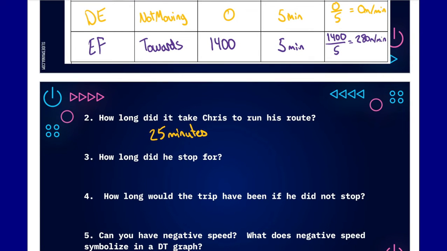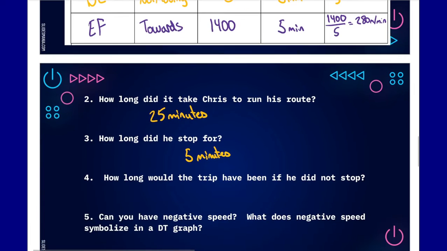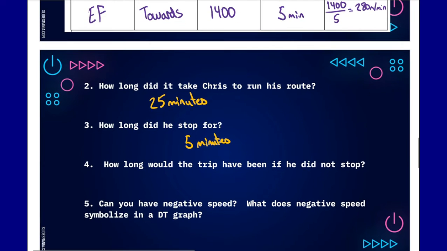How long did he stop for? Well, we can go back to that segment. You can see it at the top here, DE, where he wasn't moving. He was stopped for 5 minutes. How long would the trip have been if he had not stopped? Well, take the 25 minus the 5 minutes. His trip would have been 20 minutes long.